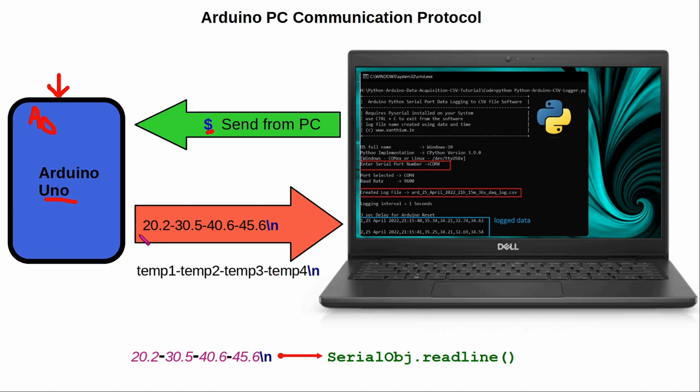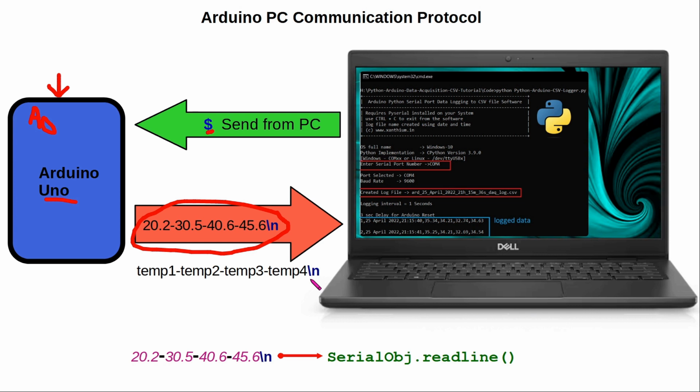So if you see the output from the Arduino UNO using a serial monitor, you will see something like that: 20.2 hyphen 30.5 hyphen 40.6 hyphen 45.6 and a new line character which will not be displayed. So we are using the Python serial monitor to access these values and then log into our text file.